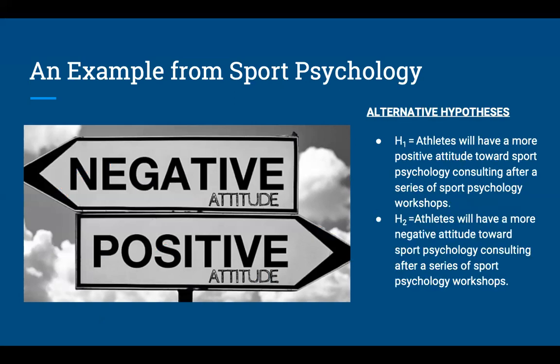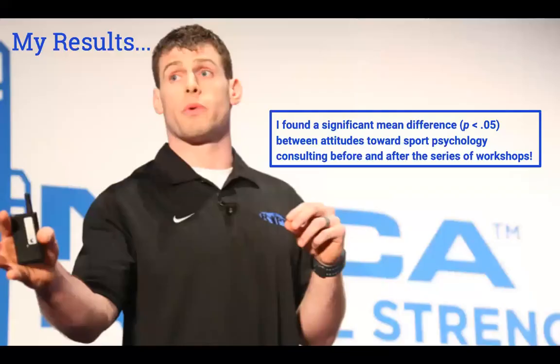What's going to be my alternative hypotheses? I can have two of them. I could actually do my experiment, and my athletes could have a more positive attitude. So that'll be my H1 towards sports psych consulting. And then I can have a more negative attitude, or my H2 hypothesis, towards sports psych consulting. So right here, I've got my null. There's no difference. Or maybe there is going to be some differences. How do these work together?